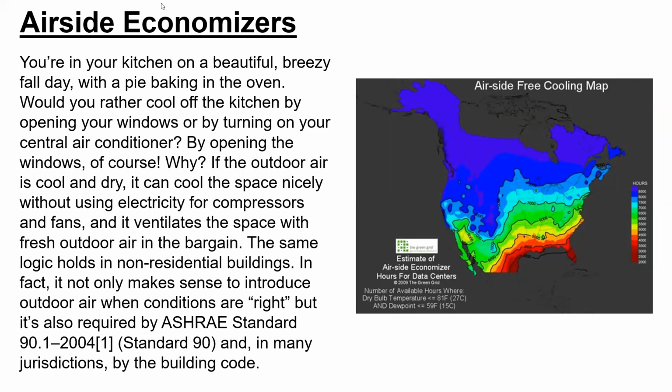The map you see on the right-hand side shows the airside economizer hours. Of course, this is for data centers, but for the US, it shows the number of hours available that dry bulb and wet bulb temperatures are below certain points. As you go from south to north, that number increases. So you can use more free cool air from outside as you go toward the north in the US.